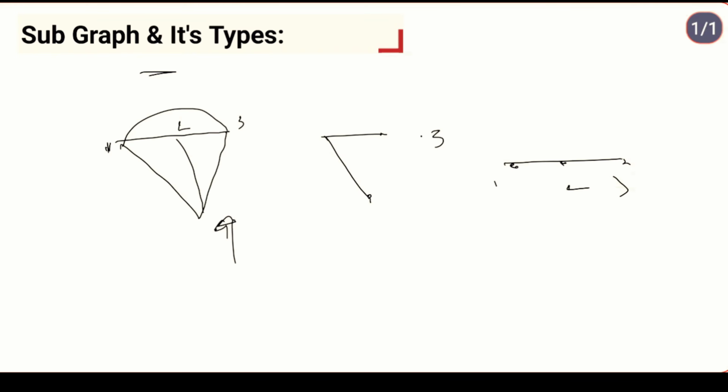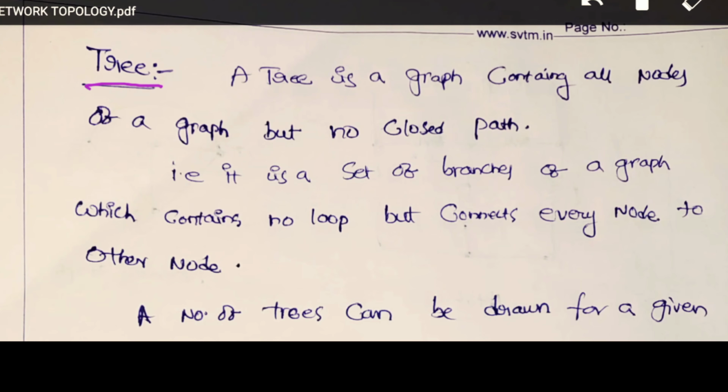A subgraph is again divided into two: tree and co-tree. What is a tree? A tree is a connected subgraph which contains all the nodes of a graph, but there should not be any loop in that subgraph. That is called a tree. A tree is a graph containing all nodes of a graph, but no closed path. There is no closed loop.